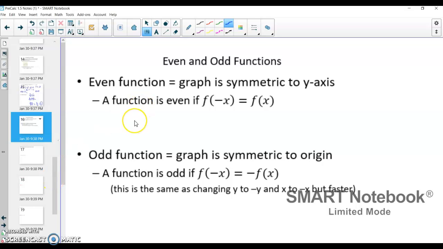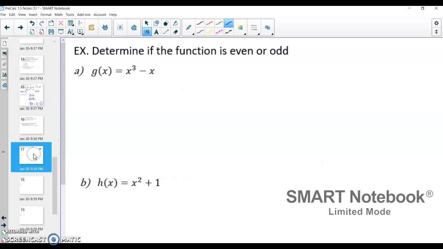So lastly, even and odd functions, kind of like we did symmetry around the origin. If you plug in a negative x and it gives you the same function as before, it's an even. If you plug in a negative x and it gives you the function but the opposite, so the negative of it, you have an odd function, and you'll see that with 17 here.